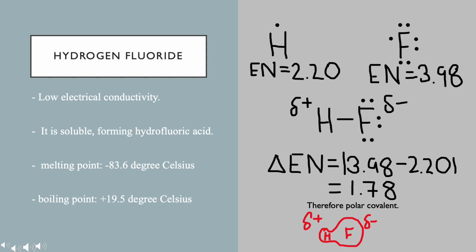It is soluble in water because it's a polar bond and like dissolves like. And since water is a polar bond and the acid is a polar bond, it is definitely soluble. It has a melting point of negative 83.6 degrees Celsius and a boiling point of positive 19.5 degrees Celsius.